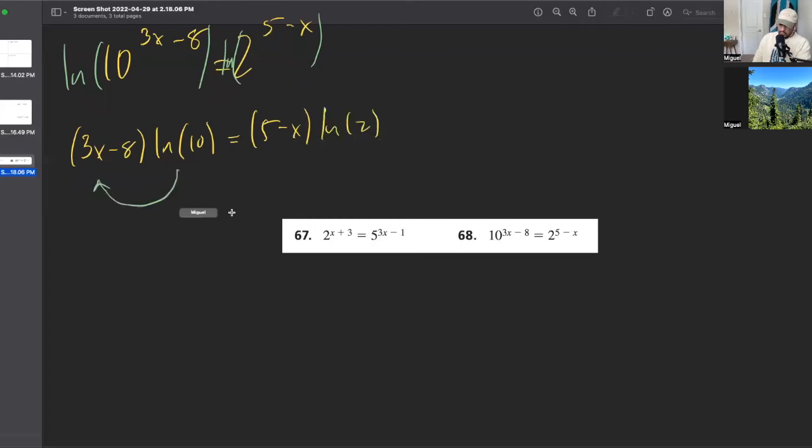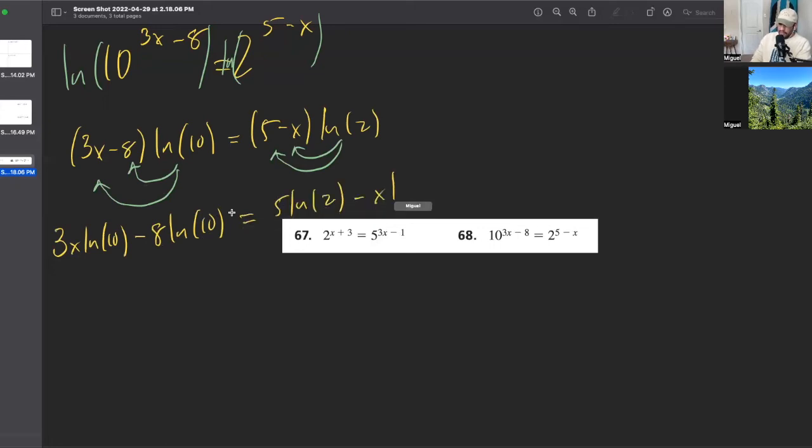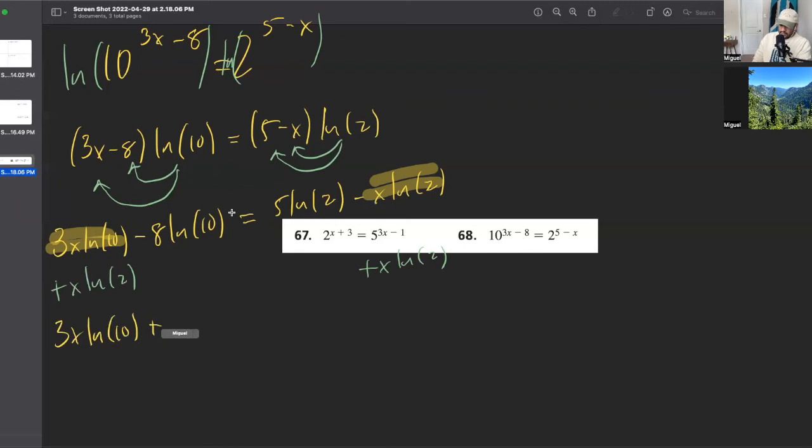And now I can distribute the natural log of 10 and the natural log of 2 to both values. 3x natural log of 10 minus 8 natural log of 10 equals 5 natural log of 2 minus x natural log of 2. So again, look at that 3x and that x ln of 2. I can combine those, so I'm going to add x ln of 2 to both sides. And that's going to give me 3x natural log of 10 plus x natural log of 2 minus 8 natural log of 10 equals 5 natural log of 2.